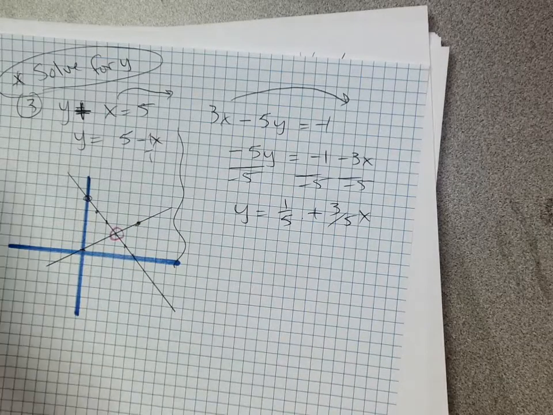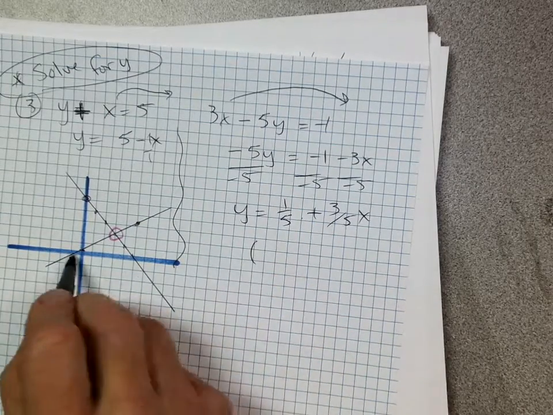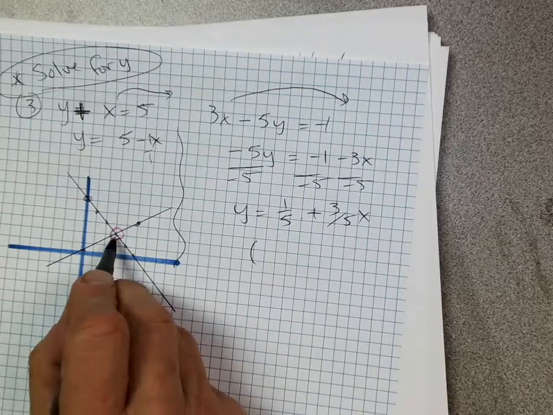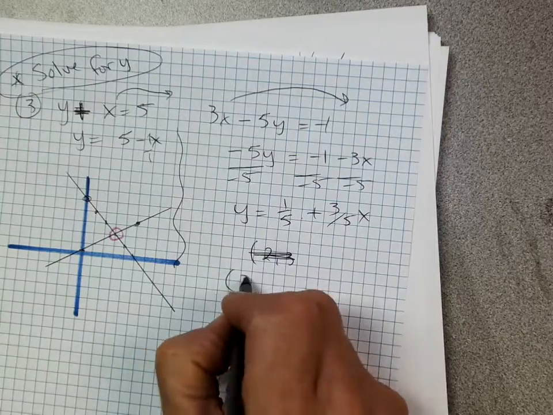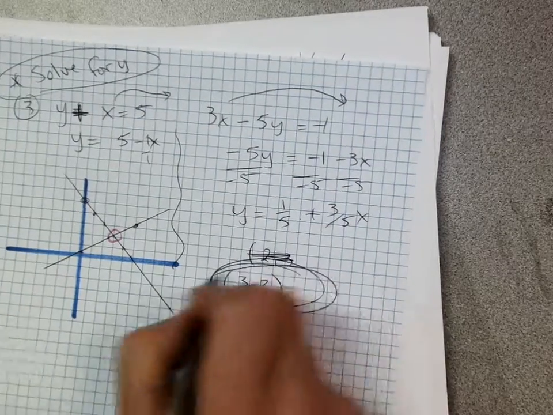So my solution is the point. So my answer is 2, 3. Yes, I am tired. 3, 2. There we go. I am making too many mistakes.